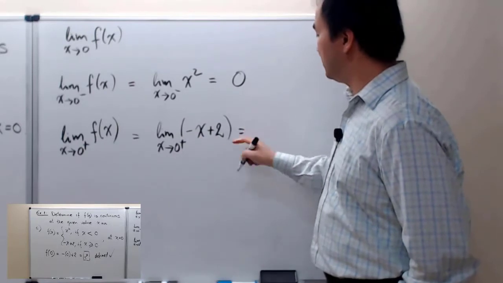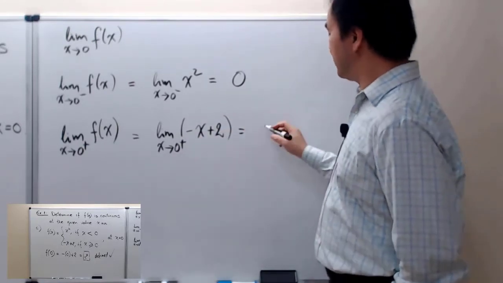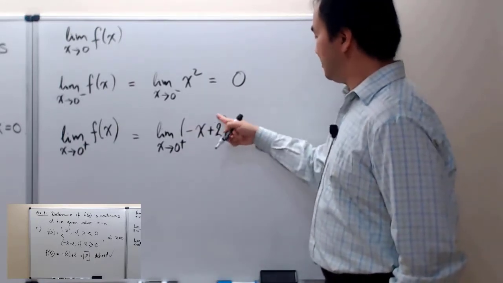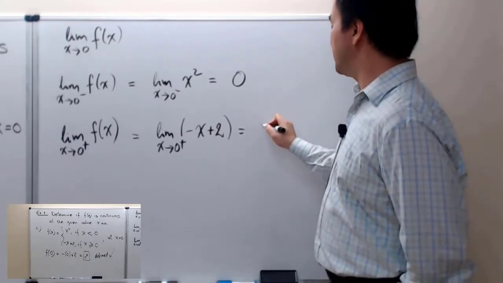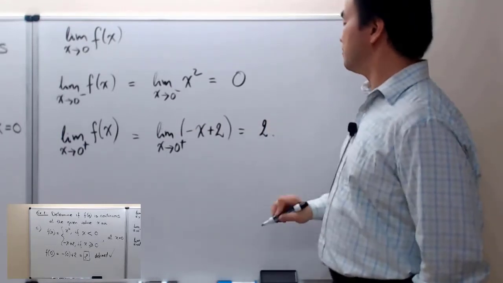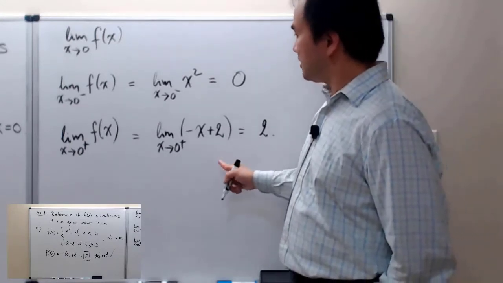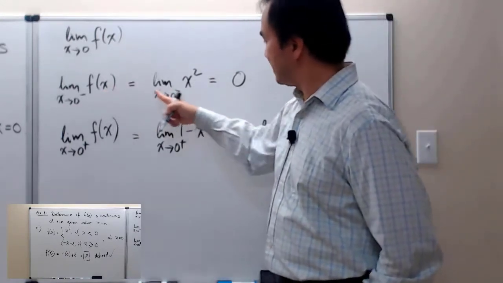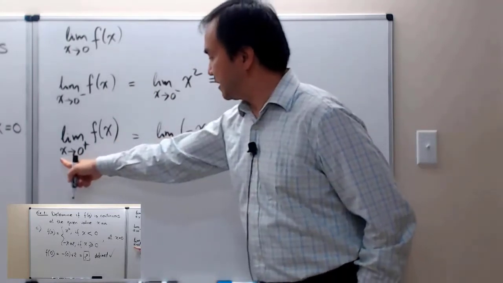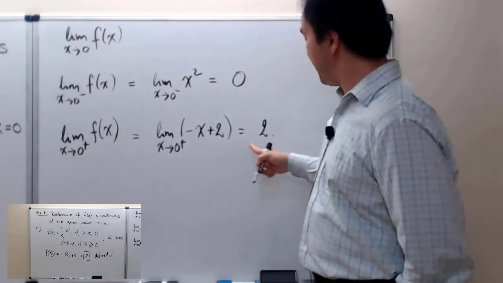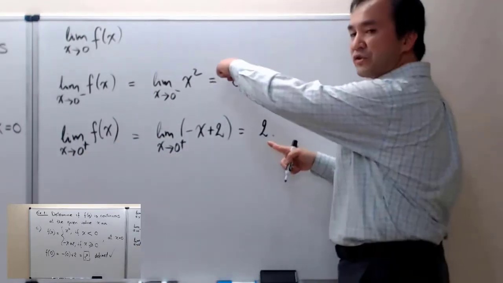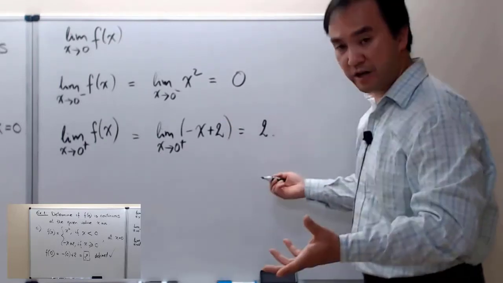And now limit laws again allow me to quickly find out that my limit here overall is going to be positive 2. And so now, at this point, left-hand side limit came to 0. But approaching 0 from the right-hand side came to 2. The two-sided limits just simply do not agree.